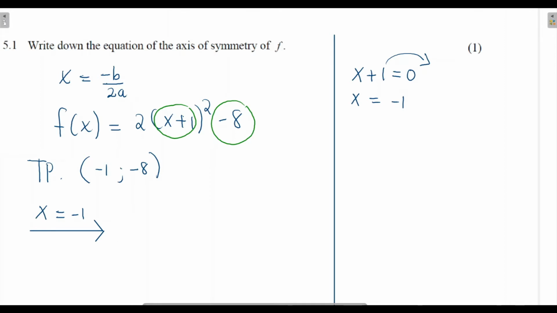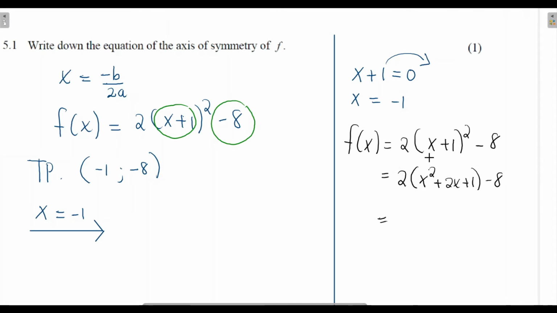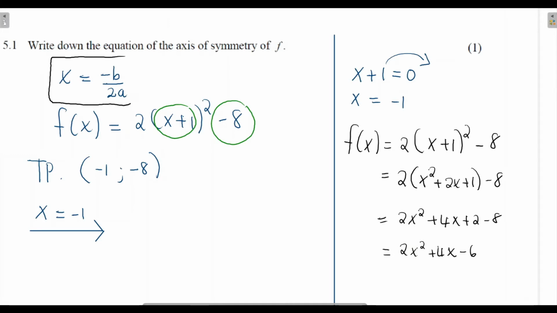But guys, if you don't see that point there and you want to take the long route, you can simply do this. You expand the inner bracket, multiply the 2 in, and add your like terms. What is the equation you're supposed to use to get your axis of symmetry? We know we're supposed to use x equals -b over 2a. So what is our b? What is our a? That is our a, that is our b. Substitute the values of b and a into your axis of symmetry equation.